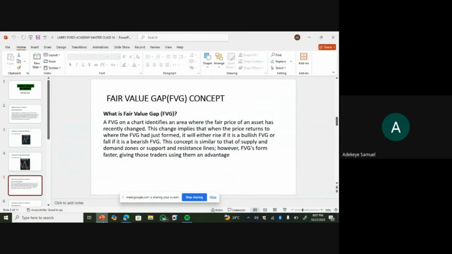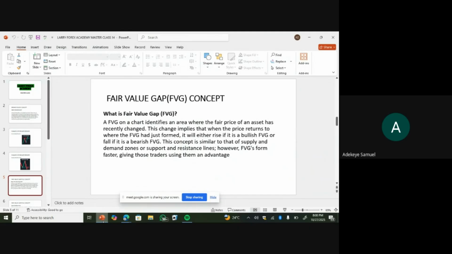What is a fair value gap? The fair value gap on our chart identifies an area where the fair price of an asset has recently changed. This change implies that when the price returns to where the fair value gap had just formed, it will either rise if it is a bullish fair value gap, or fall if it is a bearish fair value gap.